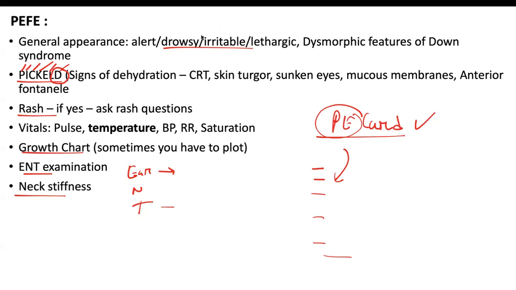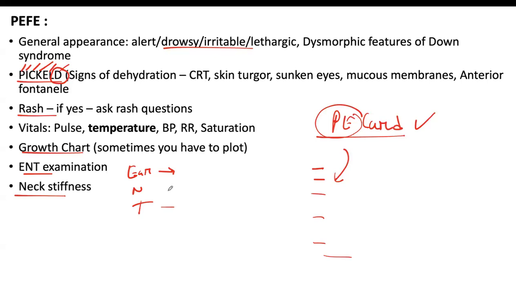And if it is an online exam, most of the time you get a card, but sometimes they ask you to explain what physical examination you would do to this child and explain it to the examiner. If that is the task, you just go through all of them one by one. You don't wait for the examiner to give you the findings.